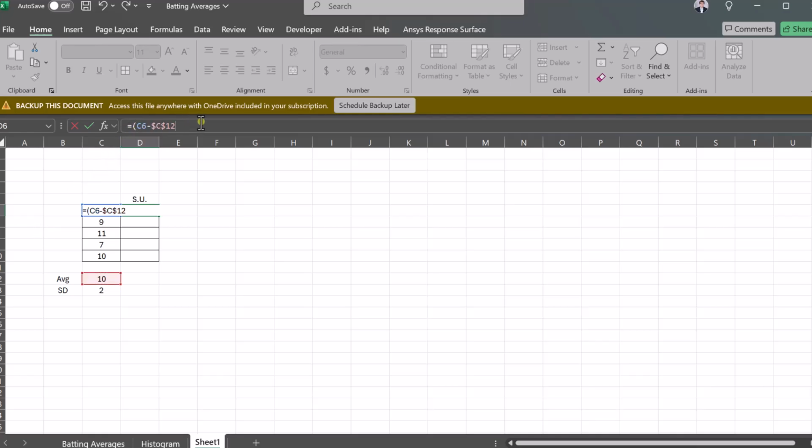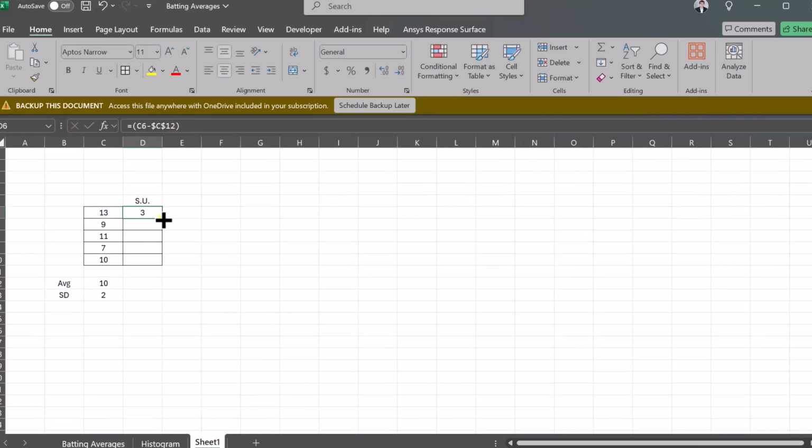So this is telling you how many units above or below the average this value is, right? This is 3 units above the average. This is 1 unit below. This is equal to the average, right? But we want that in standard deviations. How many standard deviations above or below the average is this? So we divide it by the standard deviation.